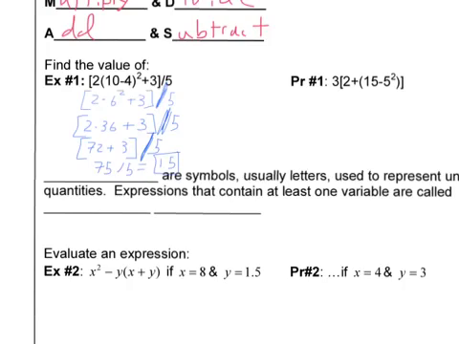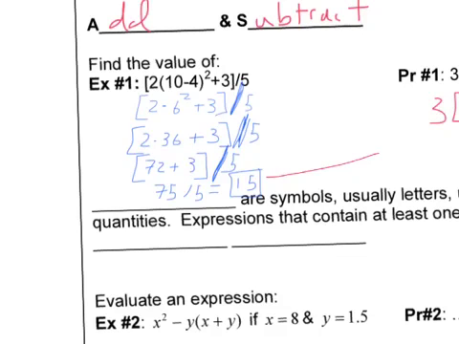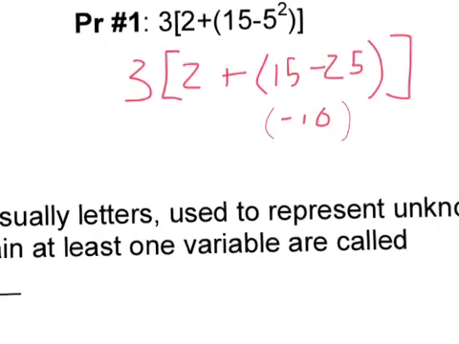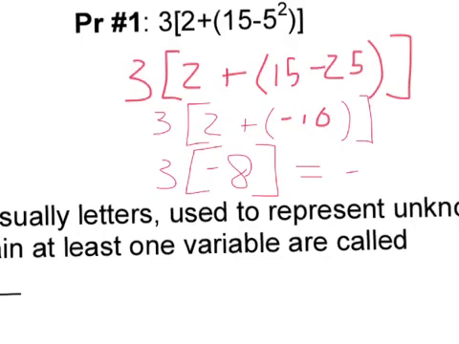Okay. We got a 3, 2 plus 15 minus 25, because we're going to do the exponent inside, because it's inside the parentheses. That's why I did it first. And we have another bracket here. 15 minus 25 is negative 10. So we got a negative 10 plus 2, bracket, times 3. And now we could just do 2 plus negative 10, which is negative 8, times 3, which is negative 24. There you go. All right.